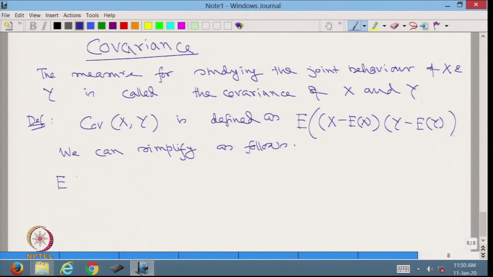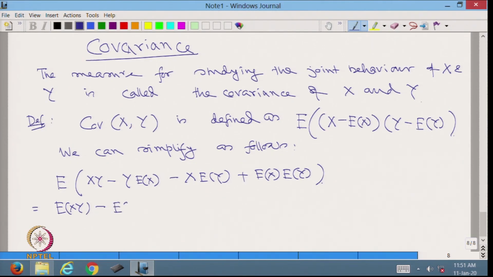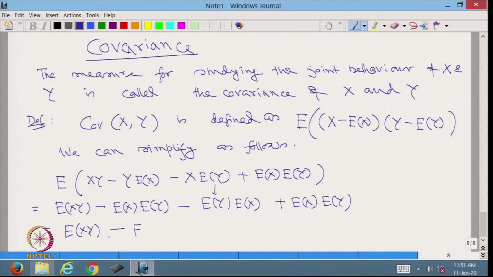This is equal to expected value of xy minus y times expected value of x minus x times expected value of y plus expected value of x expected value of y, which is equal to expected value of xy minus expected value of x, which is a constant, we take out, and then we take expectation of y, minus expectation of y, which is a constant, we take out and multiply by expectation of x, plus expectation of x into expectation of y, which is equal to expectation of xy minus expectation of x into expectation of y.